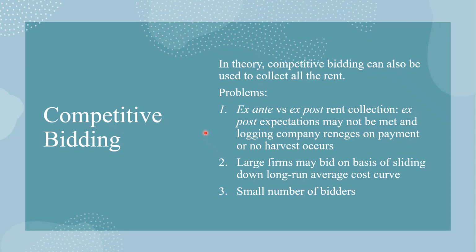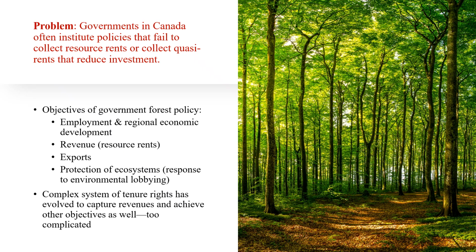And another problem is that in some areas like northern British Columbia, the distance to mills is great, and there are very few mills in some areas, and as a result there are a small number of bidders, so we have a thin market. So finally, the governments in Canada often institute policies that fail to collect resource rents or collect quasi-rents. In other words, they collect that producer surplus, and that leads to reduced investment.